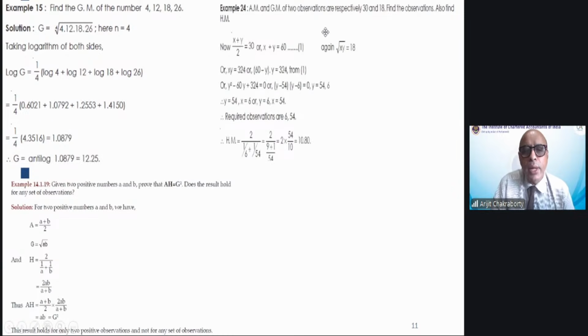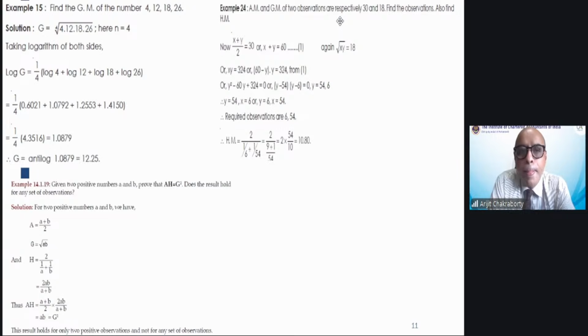We proceed to the next example, number 24. We are on slide 11. We see the next example now, and we look at the question which says AM and GM of two observations are given, 30 and 18. Find the observations, also find the harmonic mean.